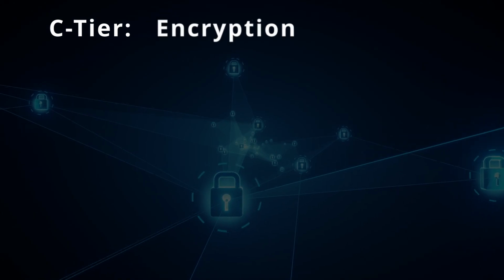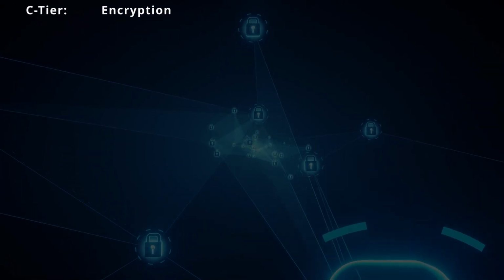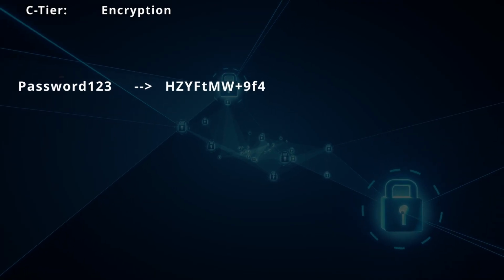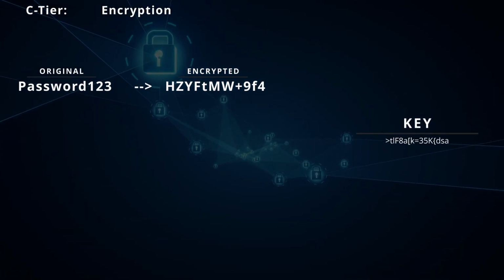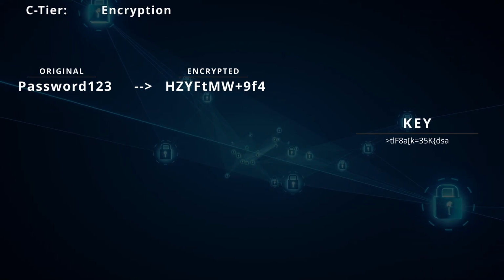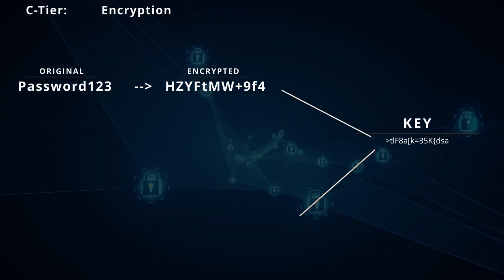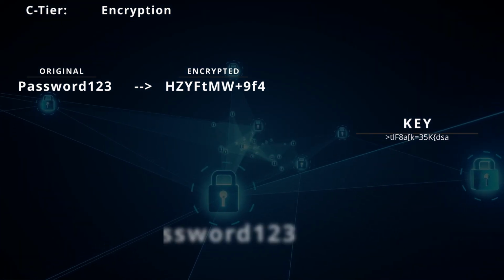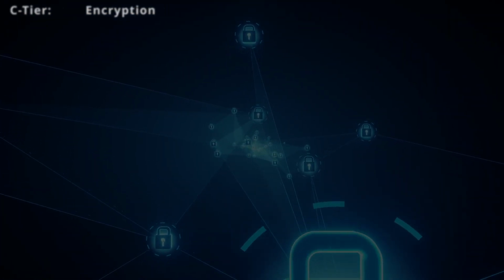C-tier is encryption. Encryption sounds fancy. It turns passwords into gibberish using a secret key. When a user logs in, you decrypt the stored password with the key and check if it matches what they typed. But what's the problem? That same key can decrypt them back. If someone steals your database and finds the key, which they likely will, then it's game over. Better than F-tier, but still bad.